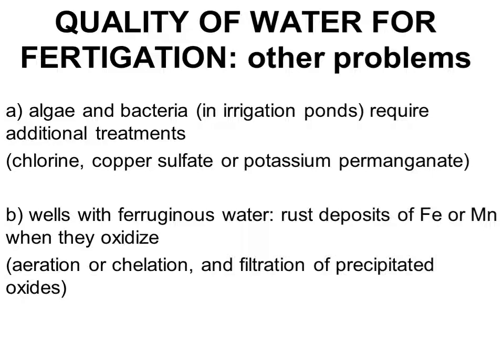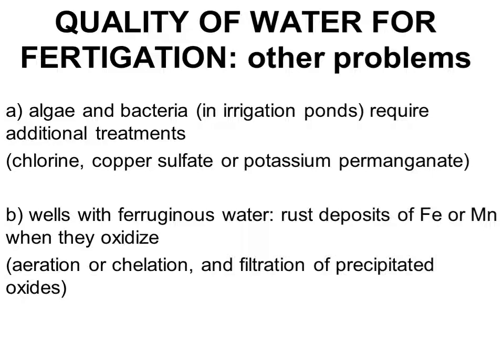Other problems that may occur related to water quality or the conditions of our main water supply are the presence of algae and bacteria in irrigation reservoirs, which would require treatments like chlorine, copper sulfate, or potassium permanganate. Algae promote the presence of bacteria, so it is important to remove algae, but algae also produce clogging of the irrigation elements, so we don't want algae at all in our system.